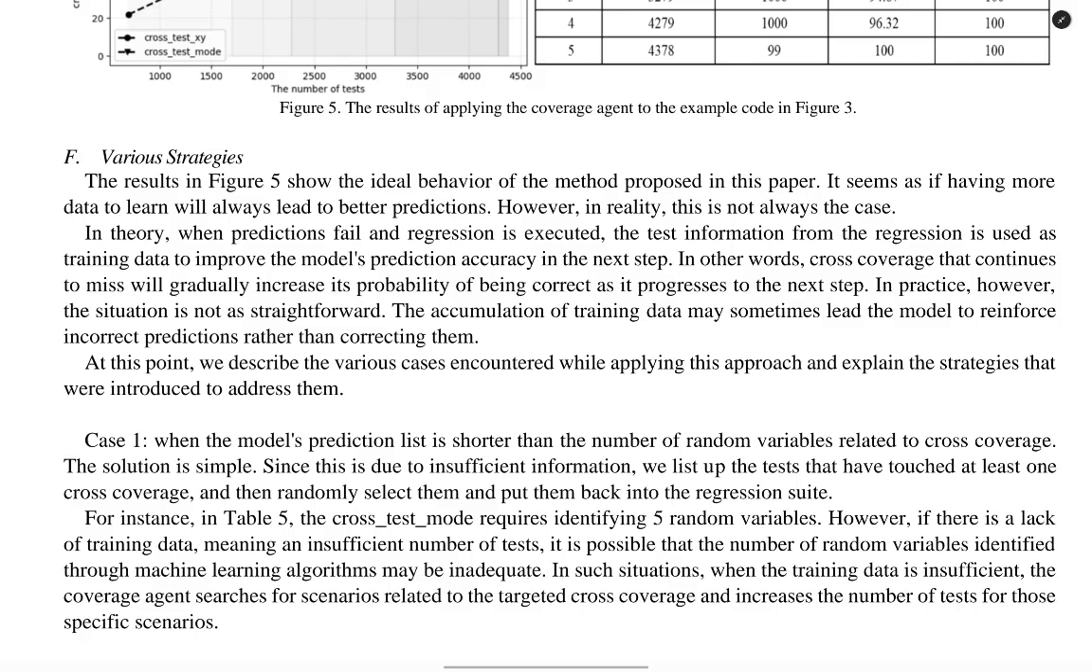Accumulation of training data may sometimes lead the model to enforce an incorrect prediction rather than correcting it. At this point, we describe the various cases encountered while applying this approach and explain the strategies that were introduced to address them. Case 1.